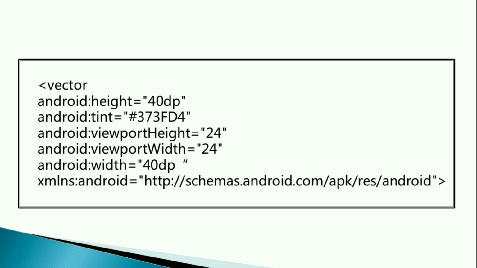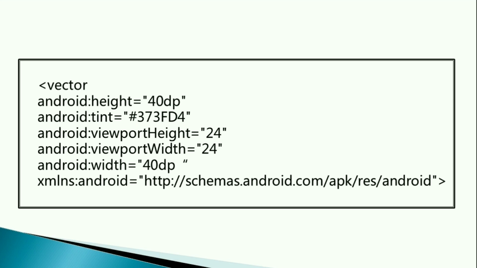We have added attribute viewport width of namespace Android. It is used to define the width of the viewport space. Viewport is basically the virtual canvas where the paths are drawn on. We have added attribute viewport height of namespace Android. It is used to define the height of the viewport space. Viewport is basically the virtual canvas where the paths are drawn on.